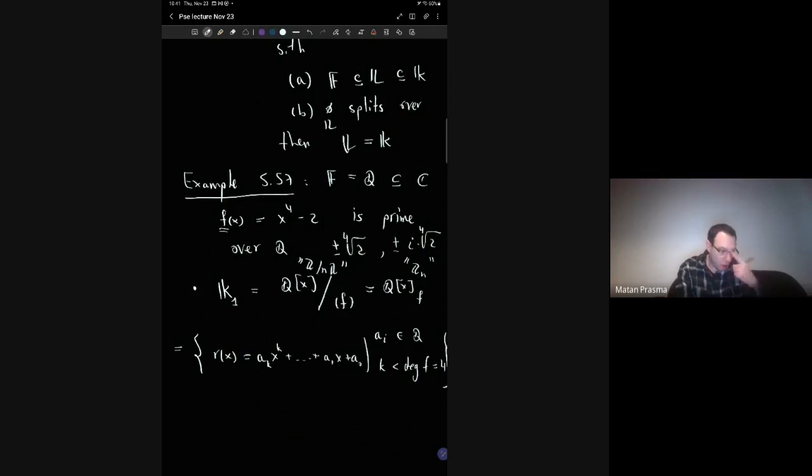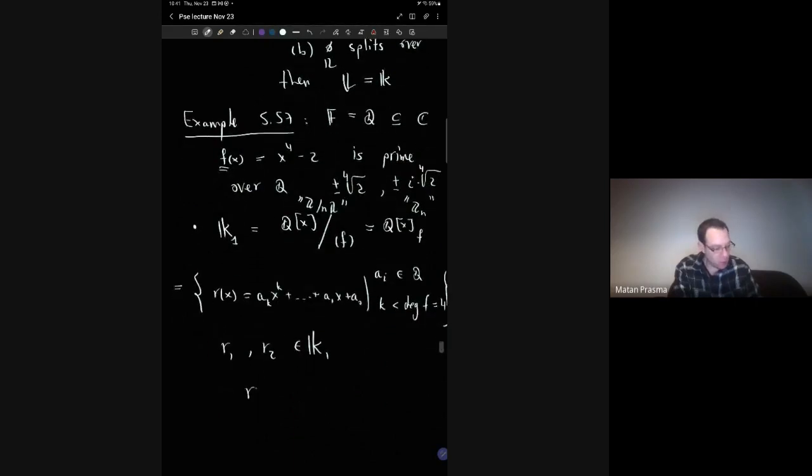Okay, and on this set K1, we have a modulo f arithmetic. I mean, if I have r1 and r2 in K1, then I could do r1 plus r2 modulo f.